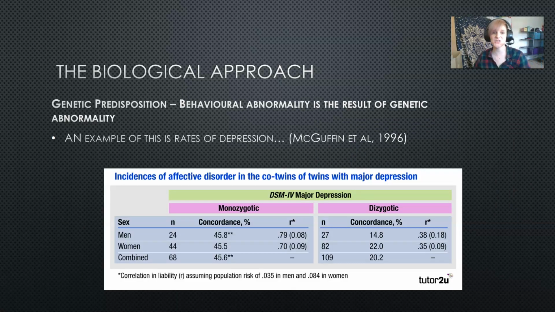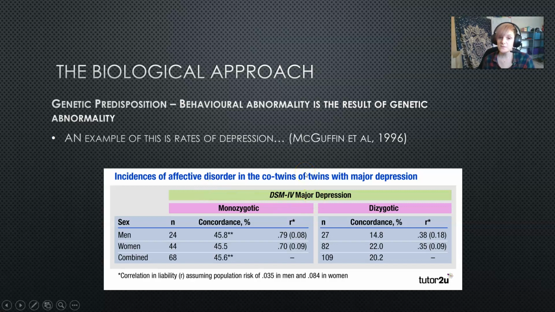So, if we study monozygotic and dizygotic twins, so monozygotic being from the same zygote, identical twins, and dizygotic being from different zygotes, so fraternal or non-identical twins, then we could see how rates of depression differ depending on how many genes you share with your sibling, with your twin. So, the concordance rate means what percentage of the time, if one twin has major depression, will the other twin have major depression. They found with monozygotic twins that over 45% of the time, if one twin had major depression, then the other twin had major depression.